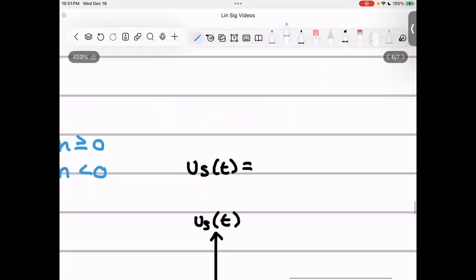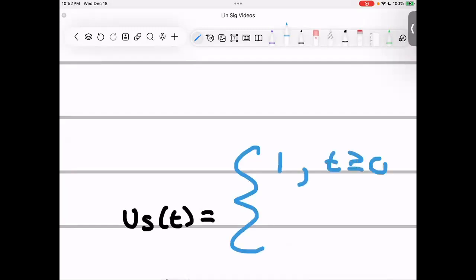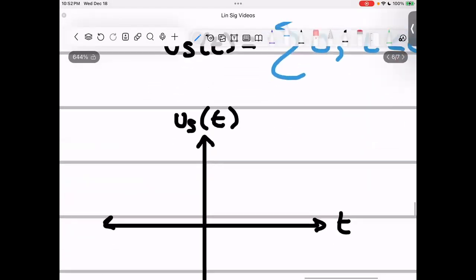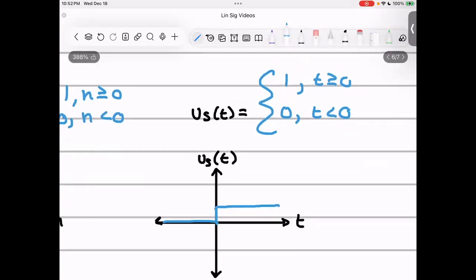Let's do this again, but for the continuous time. We're going to have it's 1 when t is greater than or equal to 0, and 0 when t is less than 0. So again, we have nothing, nothing, nothing, and then at t equals 0, we jump up to 1, and then we stay at 1. So it looks like this cool little box-like thing.